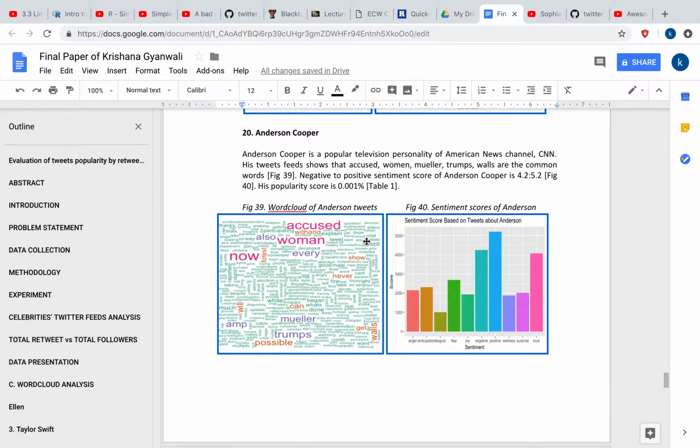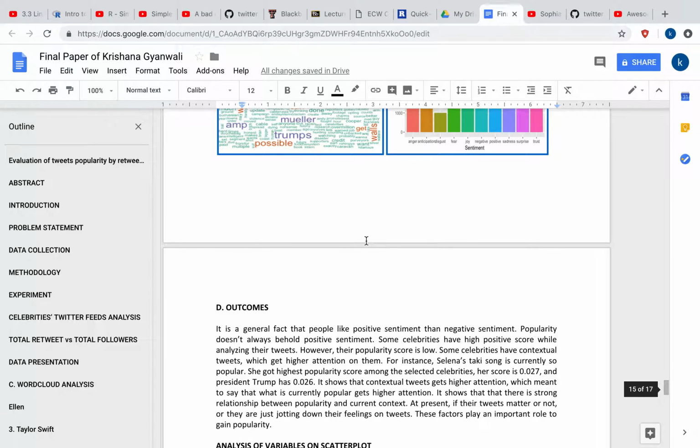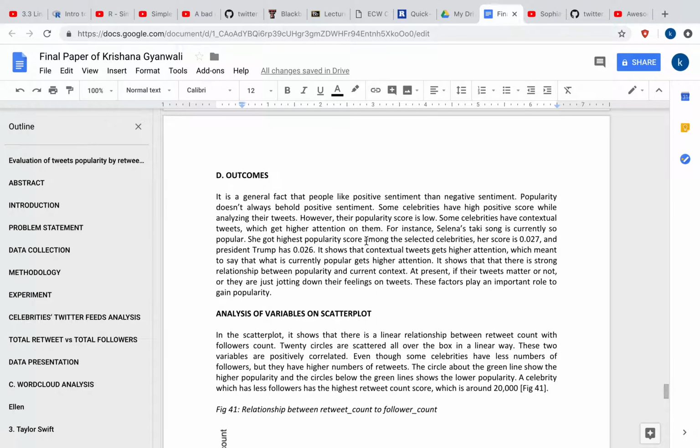So these are the 20 celebrities data I have selected. And then what is the outcome here? Since we have seen that there is word and there is sentiment. So in word, what kind of word do they use? What is the common word? What is the mostly used word? And then how does it matter in their sentiment? So that is what this research analyzed.